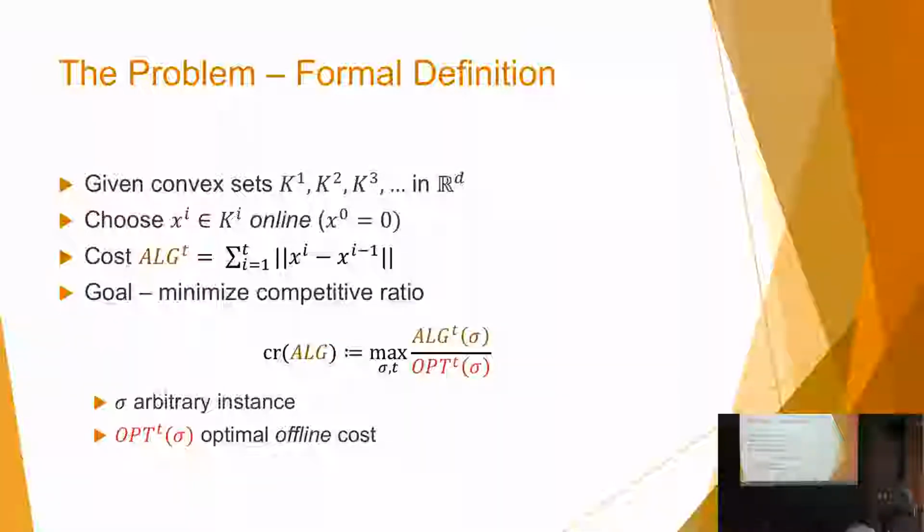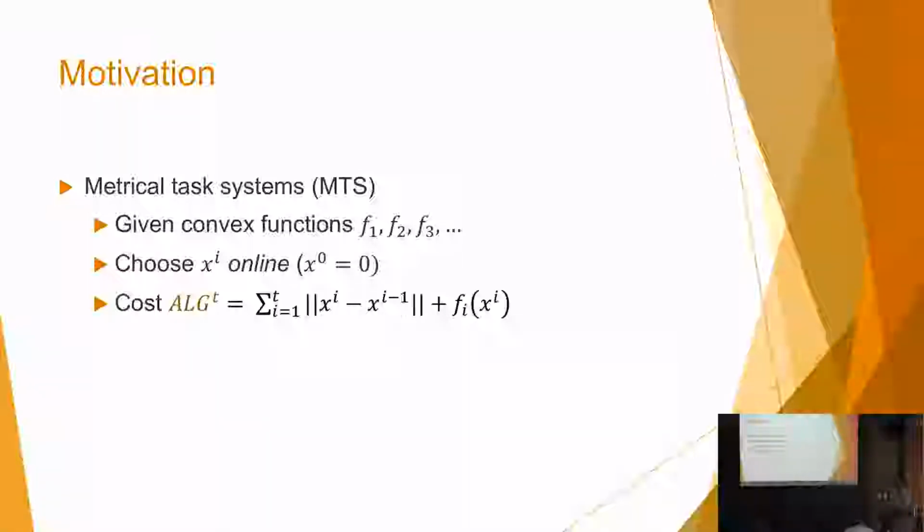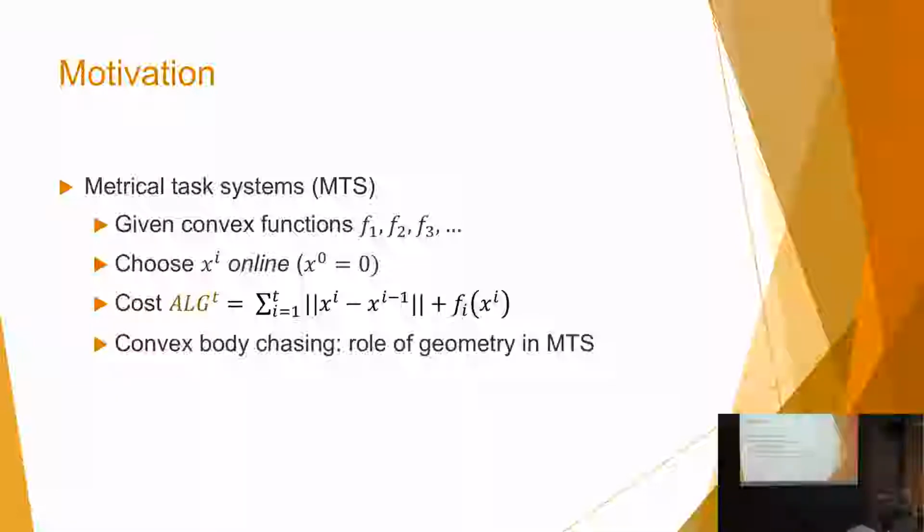And the historical motivation for this problem comes from another, more general, more important problem in online learning, or online optimization, which is called MTS. And the way this problem goes is I'm given functions now instead of sets, and they're convex functions. And each time I'm given a function, I have to place some point. And I'll be charged for playing that point. I'll be charged whatever distance I had to move to get to that point, plus the value of the function at that point. And this is more general and can be used to describe a whole family of online algorithms or online problems.